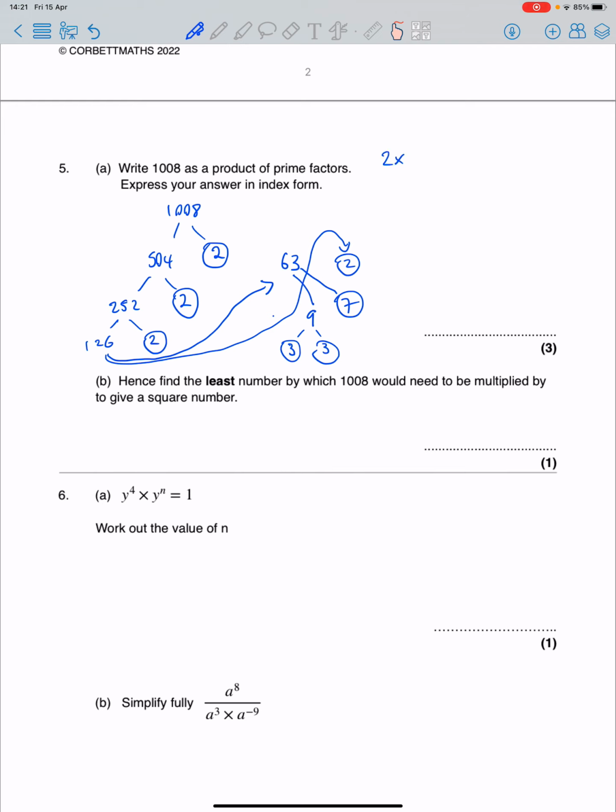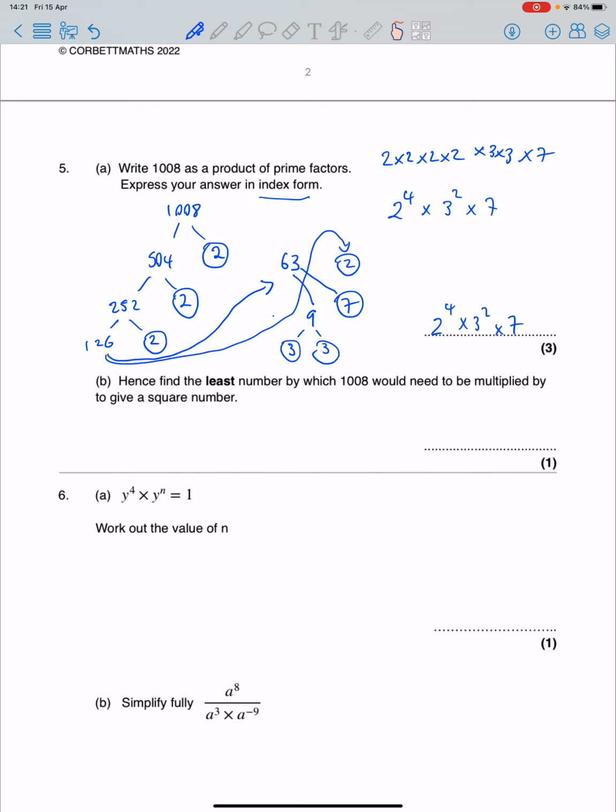That is 2 times 2 times 2 times 2. There are 4 2's. And then times 3 times 3. And then times 7. And in index form, that is 2 to the power of 4 multiplied by 3 squared multiplied by 7. So that's our answer: 2 to the 4 times 3 squared times 7. You have to write it in index form because it says express your answer in index form.